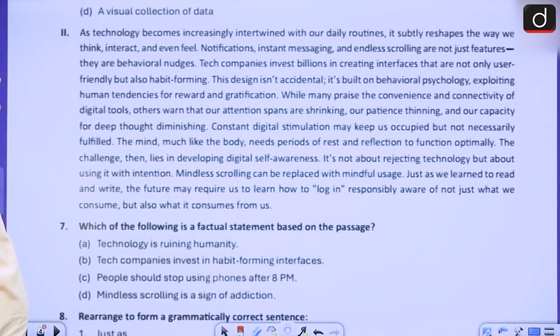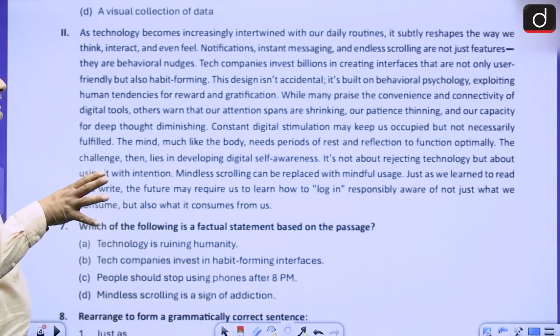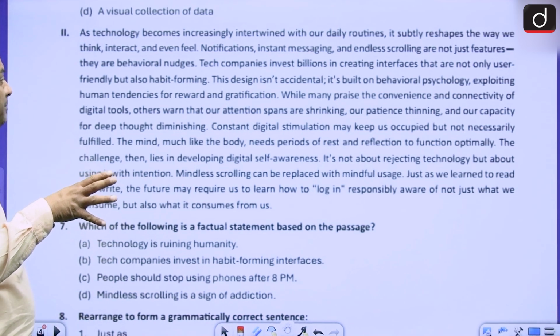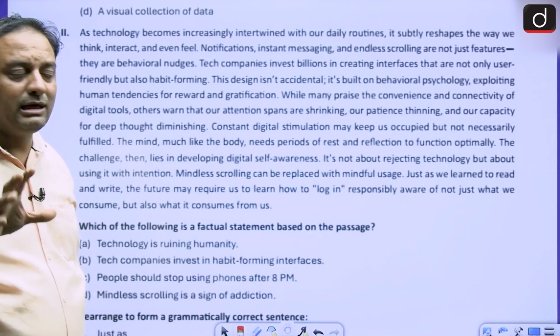Notifications, instant messaging, endless scrolling are not just features, they are behavioral nudges.